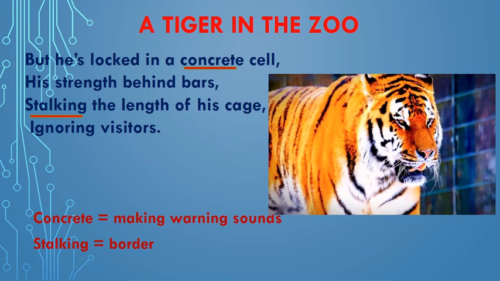His strength behind bars, stalking the length of his case, ignoring visitors. In the zoo, so many visitors are coming to see the animals, but the tiger ignores the visitors. It's simply stalking. Stalking means pacing the length of the case. Simply it is kept in the case.